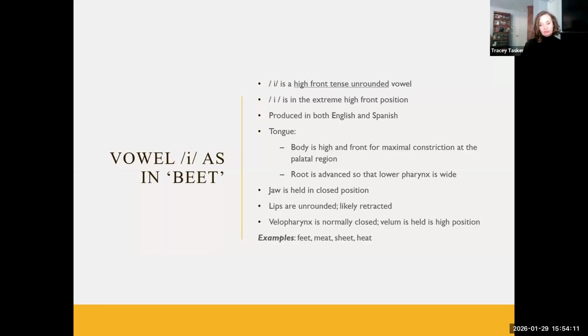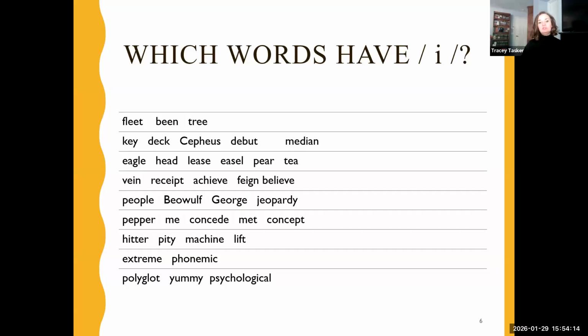What I'd like you to do as you go through this presentation is pause it and see if you can figure out which of these words have the E vowel in them. Then I will post the answer key for this. So let's do the first one together. The word fleet. You almost just have to look at my mouth, right? Fleet. That definitely has the E sound in it.